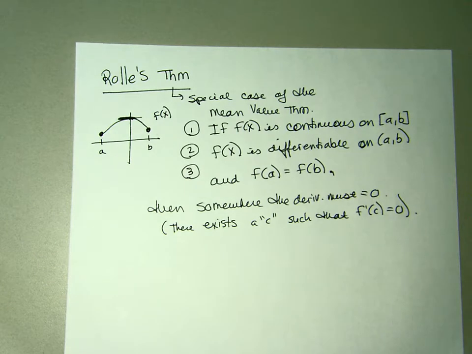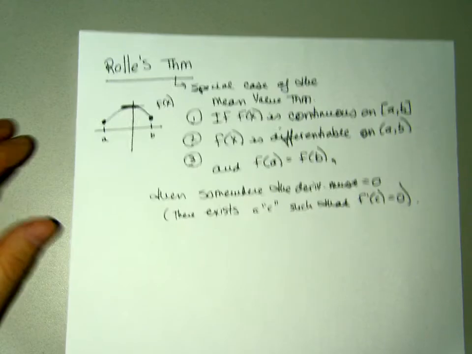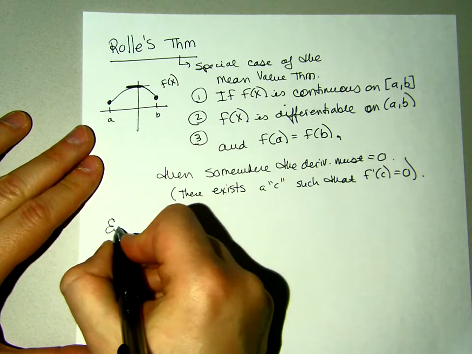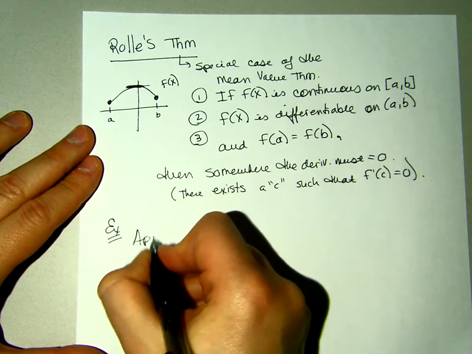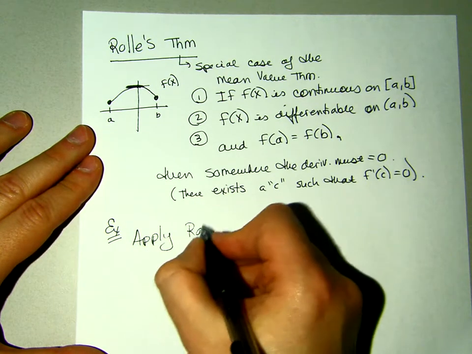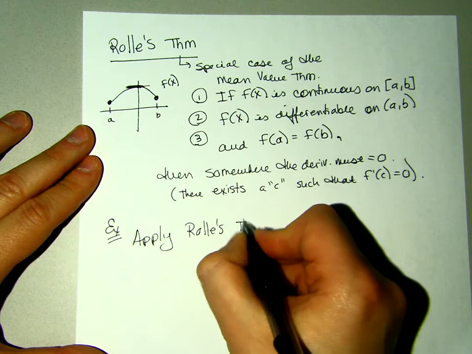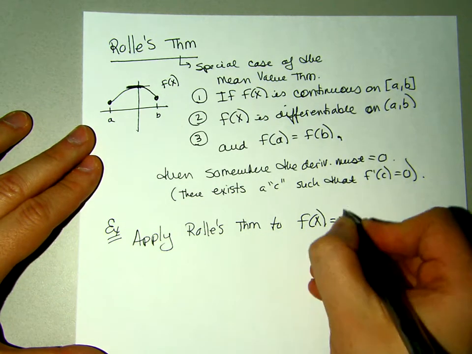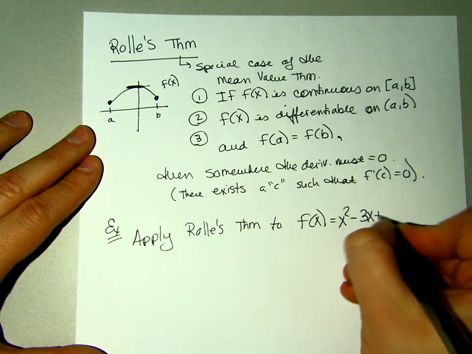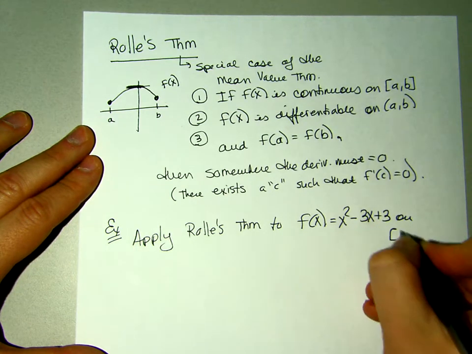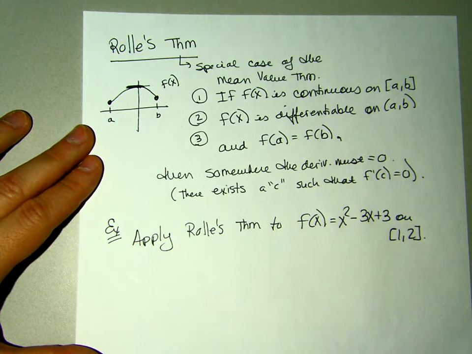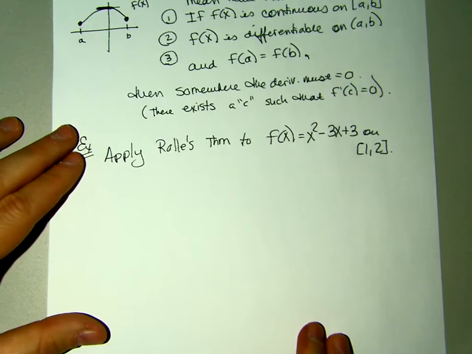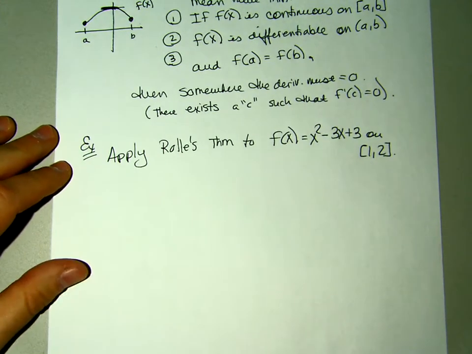We've actually already used this Rolle's theorem. We just didn't call it Rolle's theorem when we looked at the graphs and tried to find places where the slope was 0 because the y values at the endpoints were the same. We are going to try to apply Rolle's theorem to the function f of x equals x squared minus 3x plus 3 on the closed interval between 1 and 2. I want to try to apply this new theorem to that function.